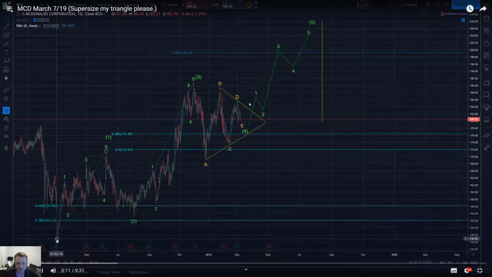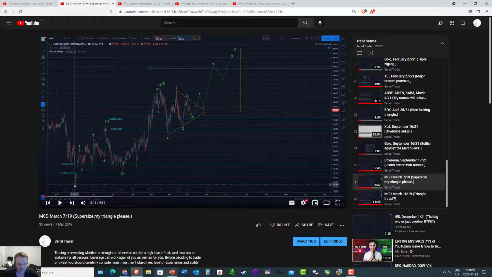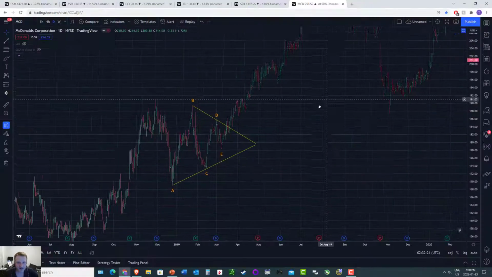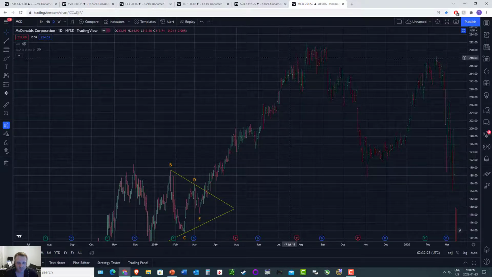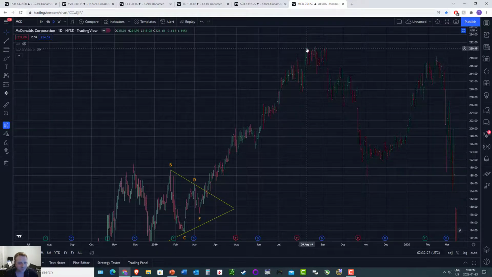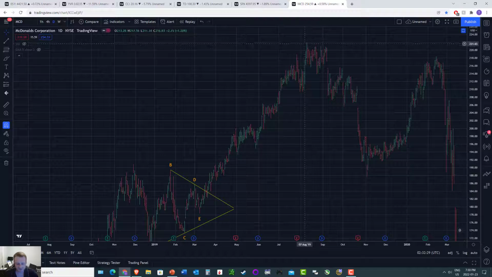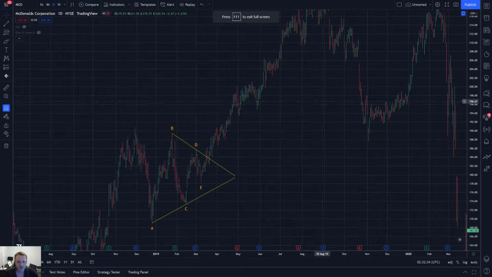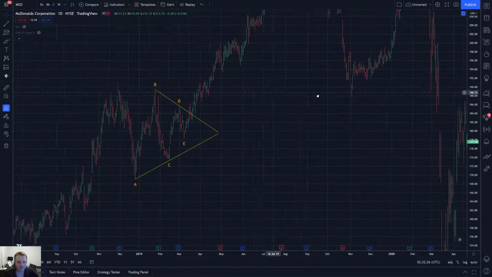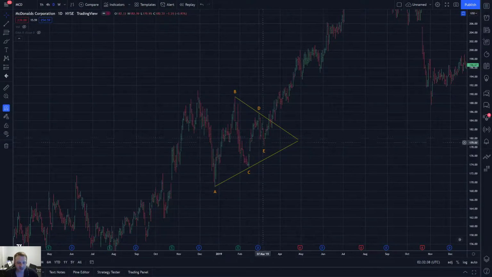But basically, I identified it correctly at the time, and it did produce the expected move, and actually it went even higher perhaps than I was expecting by a bit. It went, I think, as high as $221. Yes, just about $222.